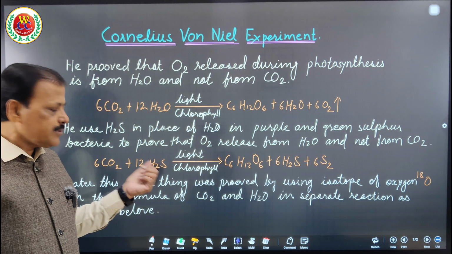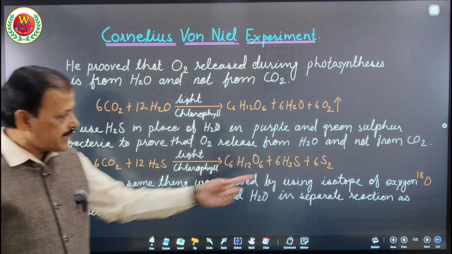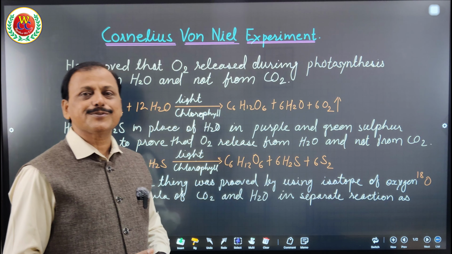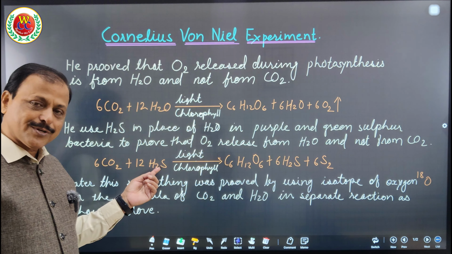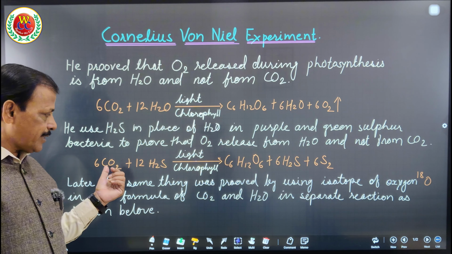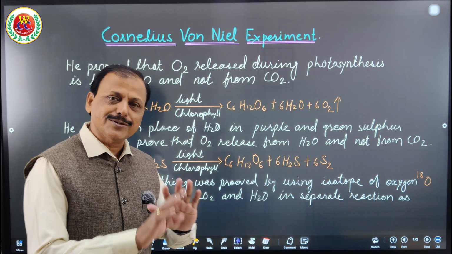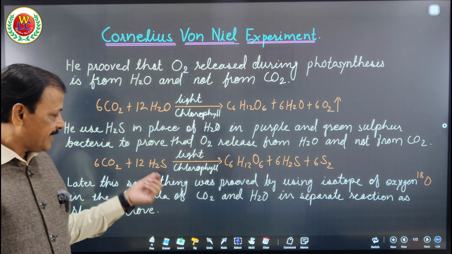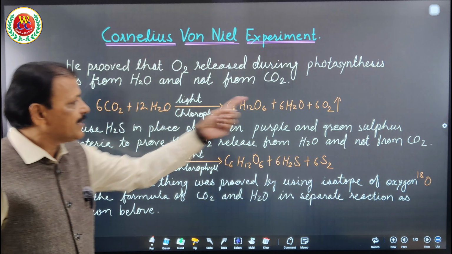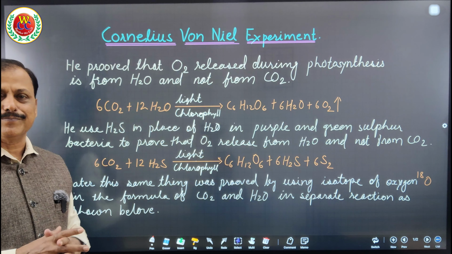Now, why did he use H2S instead of water? To see whether oxygen is released in that process or not. Since he did not use water, and used carbon dioxide as the other substrate to produce the carbohydrate, oxygen was not released at that time. That means if water is there, oxygen is definitely released. It was proved by him.